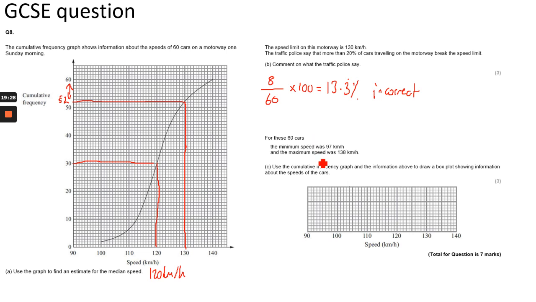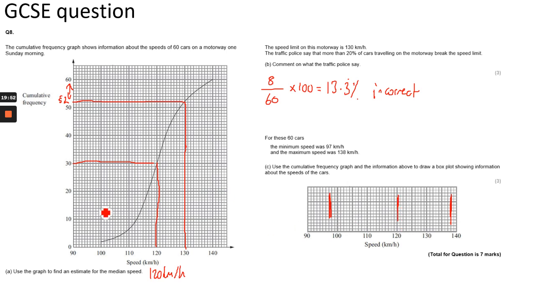For these 60 cars, the minimum speed was 97. So we've got 100, 99, 98, 97. The maximum speed was 138. Okay, so you need to make sure that these are accurate and that they are the same height. Use the cumulative frequency. Well, we've worked out that the median is 120.